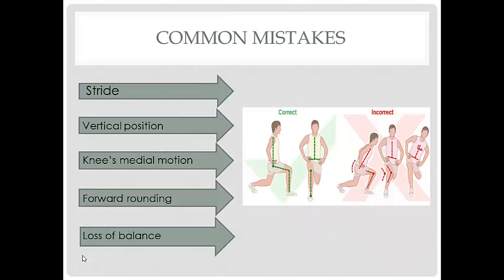Some common mistakes in the movement are the stride length, a stride too short or too long. Keep the upper torso in a vertical position. Also, during the movement a medial motion of the knee may occur, especially during the eccentric phase and during the initial portion of the concentric phase. Another mistake is to compromise posture, such as forward rounding of the lumbar and thoracic spine, and also loss of balance.